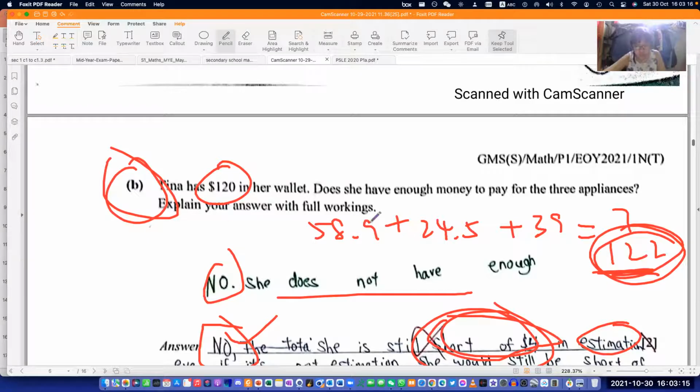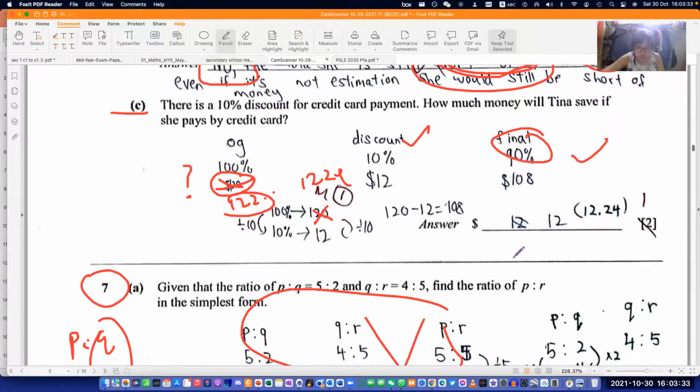What is the keyword here? Does she have enough money to pay for the 3 appliances? So basically, the question wants to know whether she can pay for 3 appliances, not 1, not 2, 3. Am I right? Yeah. So this is the keyword.